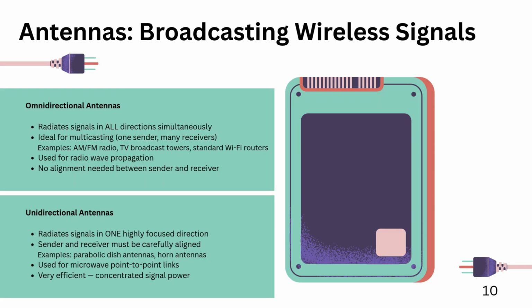Wireless communication requires antennas. Antennas transmit and receive electromagnetic waves. There are two main types of antennas. The first one is omnidirectional antennas. These send signals in all directions, and these are the antennas used in Wi-Fi routers as well. The second type is unidirectional antennas. These send signals in one focused direction, and these are used for long distance communication.